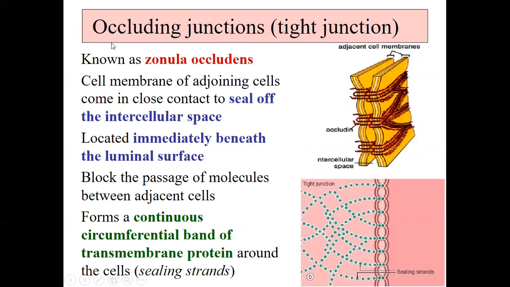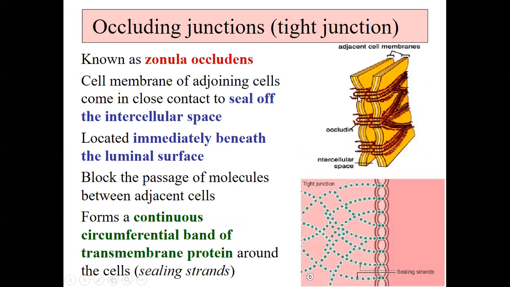The occluding junction is also known as the zonula occludens. You can see here, this is the cell membrane. The cell membranes of adjoining cells come into close contact with each other, so they seal off the intercellular space between the cells. You can see here there is no space between the cells because of this tight junction. This tight junction is located immediately beneath the luminal surface. Above here, we have the lumen.